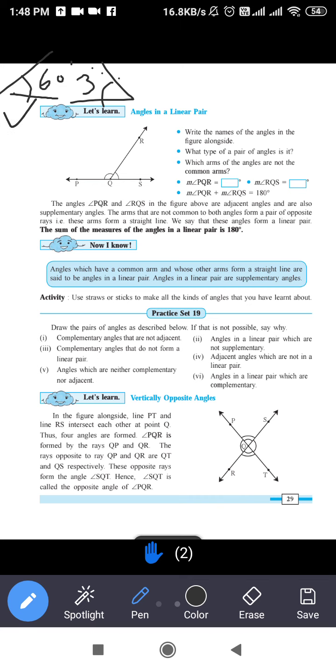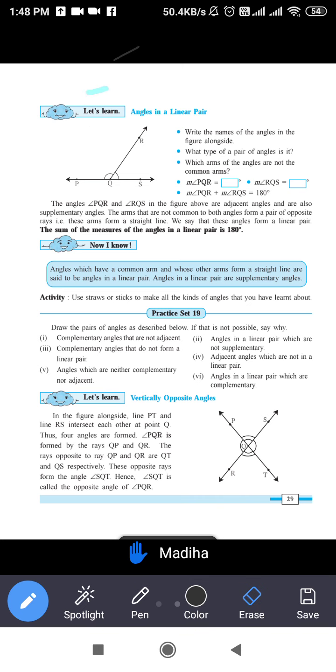So the first angle, suppose it is angle PQR, and this is angle ABC. So PQR is 60 degrees, ABC is 30 degrees, okay? And the summation of both will be 90. So in this way you can draw it. Simple. Then the second one: angles in a linear pair which are not supplementary.